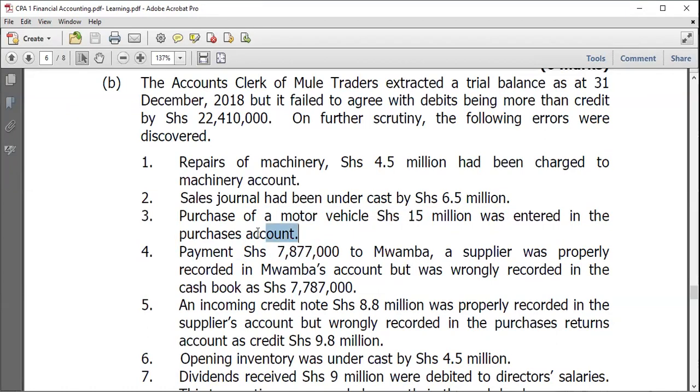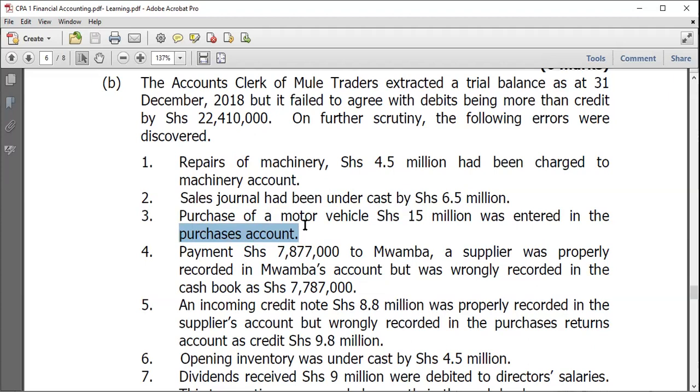Now, here they are saying purchase of a motor vehicle, shillings 15 million was entered in the purchases account. Now, when we purchase a motor vehicle, we should record it in the motor vehicle account. The purchases account records only raw materials or goods for resale.